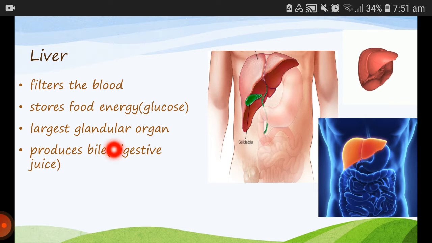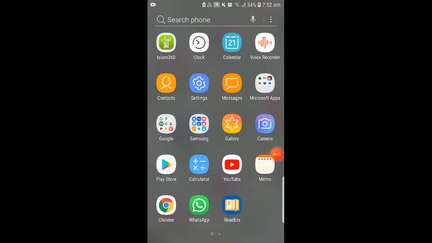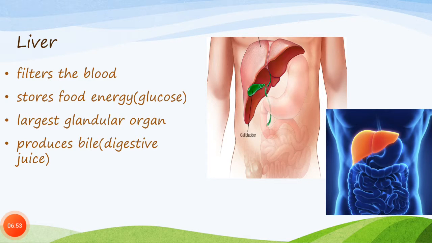The next organ which is part of the digestive system that we are going to study about is the liver. Now there are a large number of functions that the liver performs, but we are only going to study those functions which are mentioned in your book, which are appropriate for your level. So the first function mentioned in your book is that the liver filters the blood.